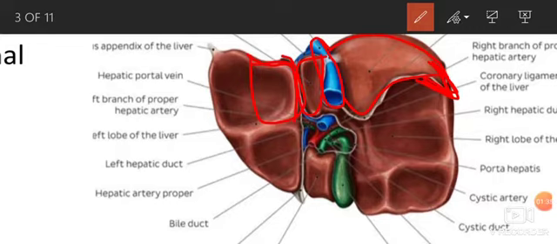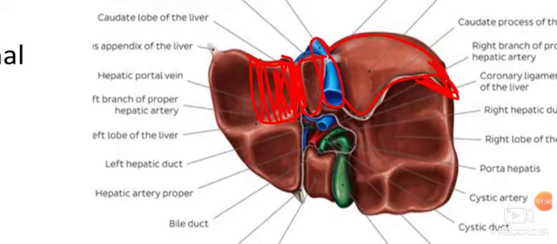Then when the vertebral column comes here, obviously the esophagus also comes at this level, because the tube which is related to the vertebral column is the esophagus.